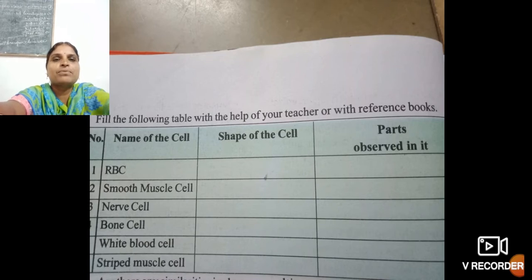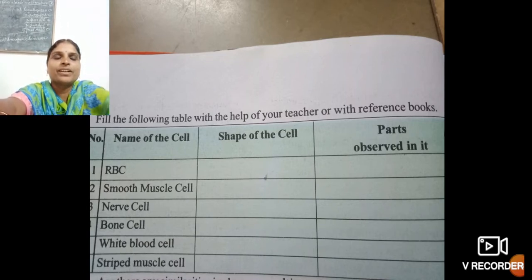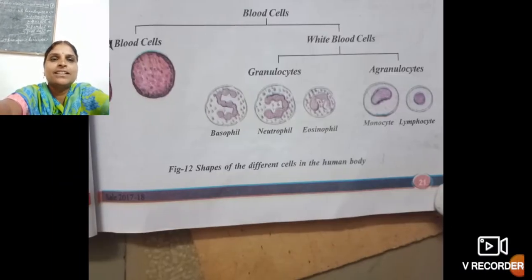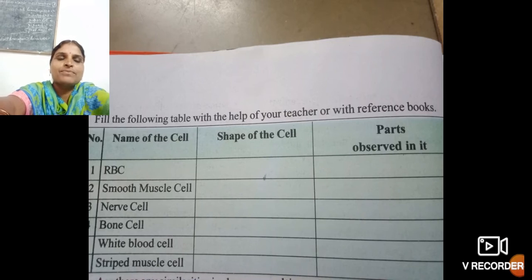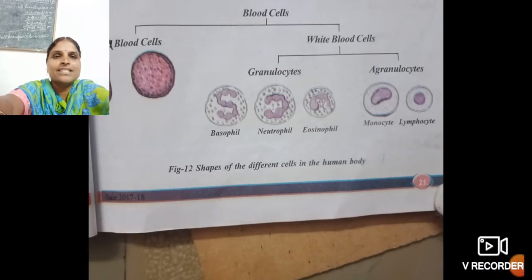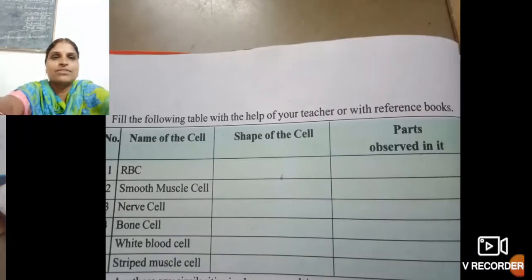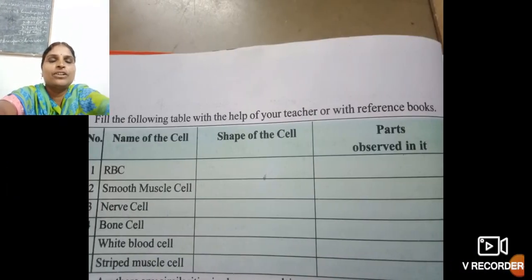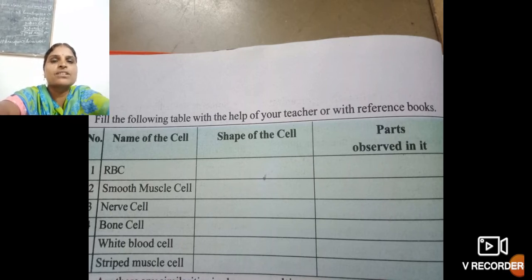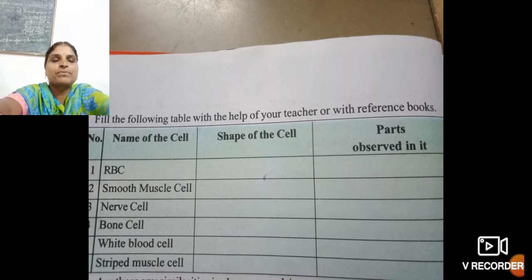For example, see the first one, RBC. Shape of the cell: dumbbell and round shape. Parts observed in it: the cytoplasm and outer layer. Like that you should complete the table for smooth muscle cell, nerve cell, bone cell, white blood cell, and striped muscle cell.